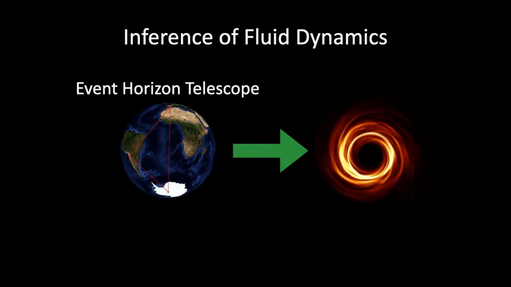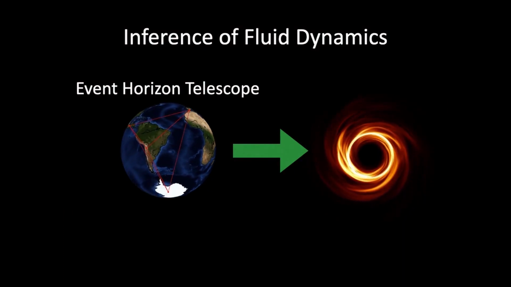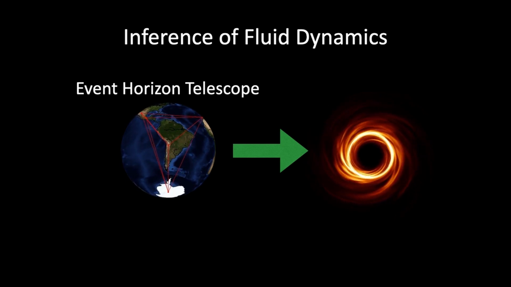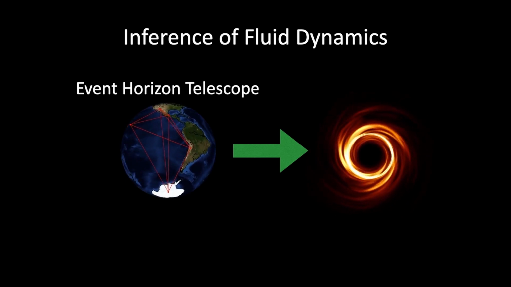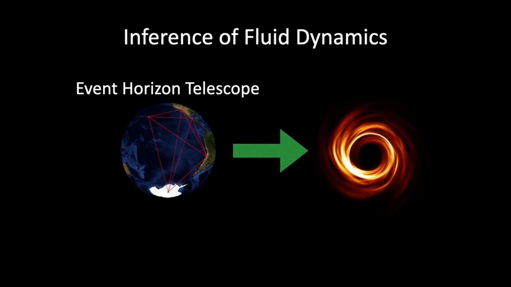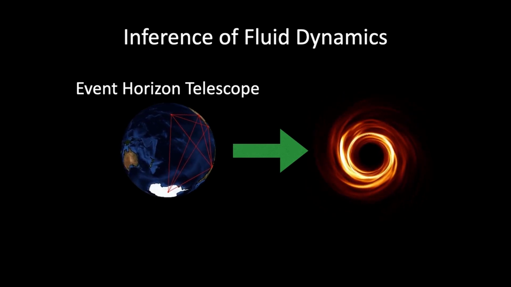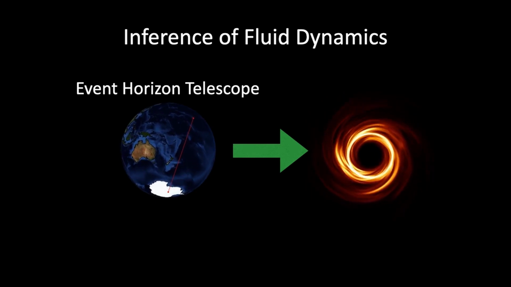In this work, we present an approach to infer dynamic properties of sources that evolve during acquisition. This is particularly important for studying the black hole in the heart of our own Milky Way galaxy, which rapidly evolves on the timescale of minutes.